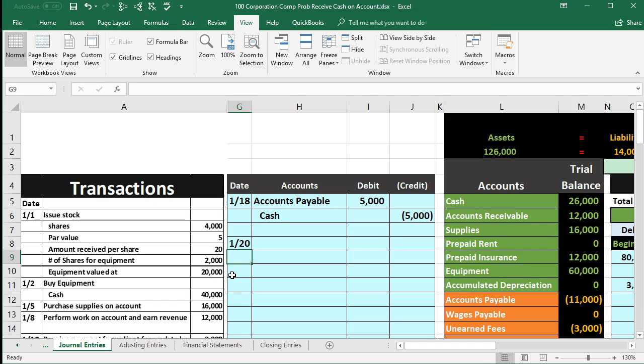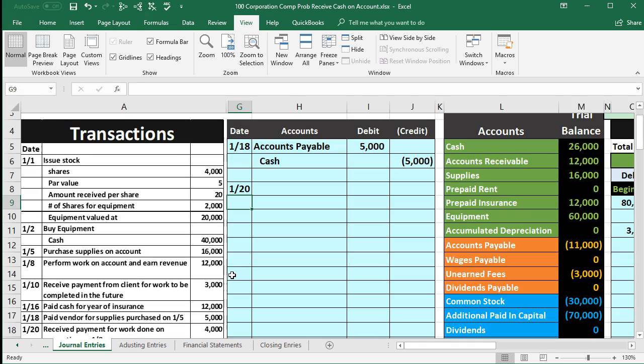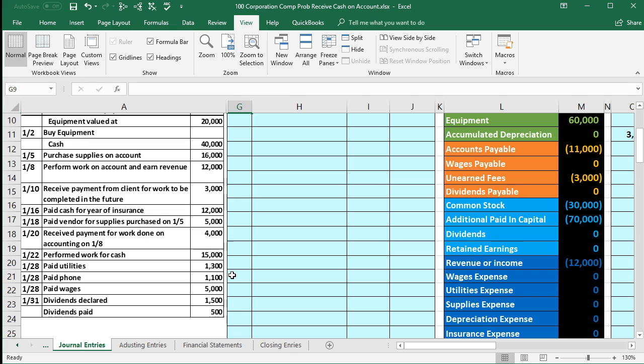In this presentation, we're going to continue on our comprehensive problem, recording the transaction on January 20th, where we had received payment for work done on account, that should say on account, on January 8th.